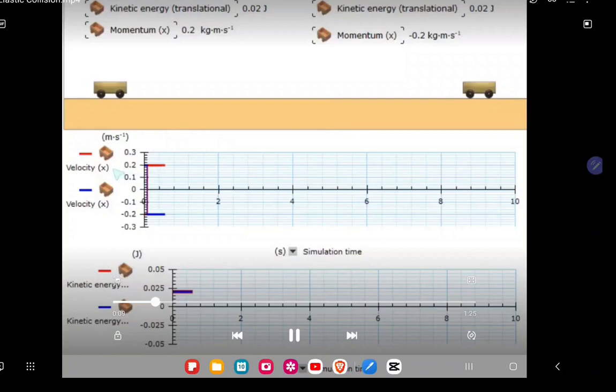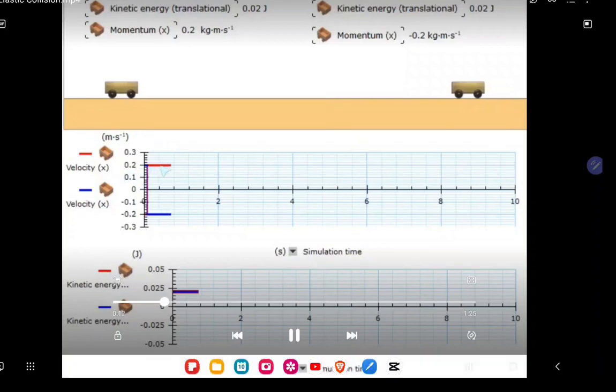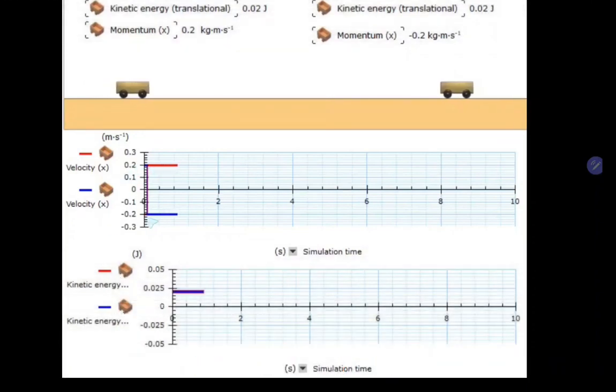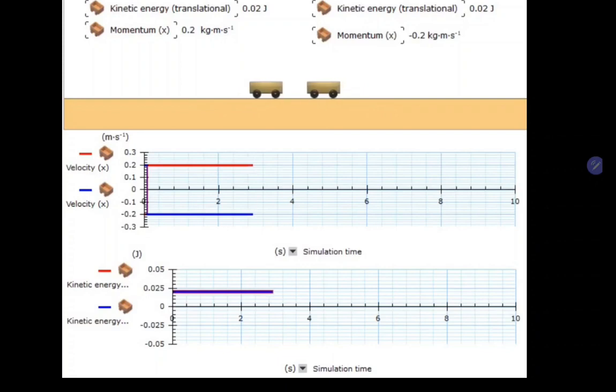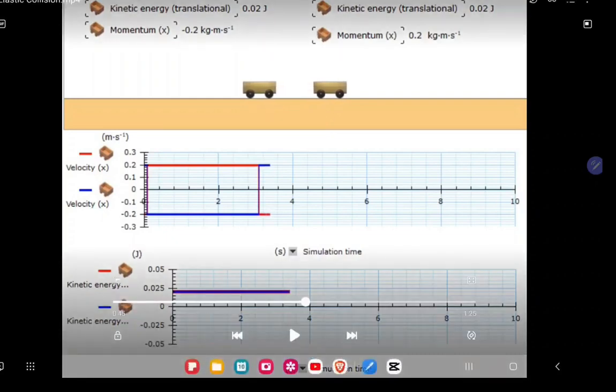Now let's see here. As we can see, the velocity is constant for the first car and for the second car. And kinetic energy is the same for both cars. It's not changing at all. So this is before the collision. Now after the collision, let's just stop it.